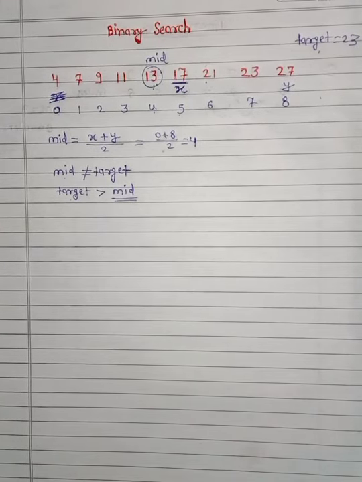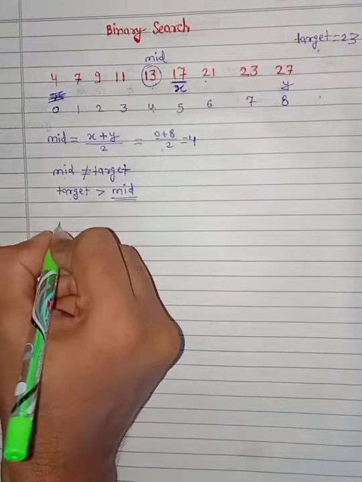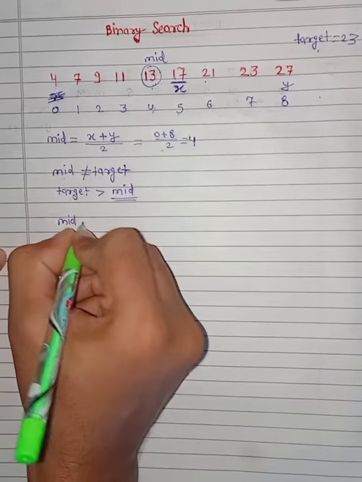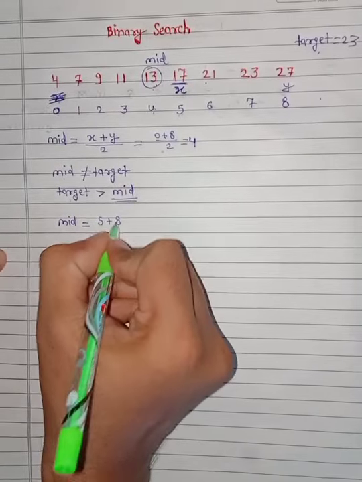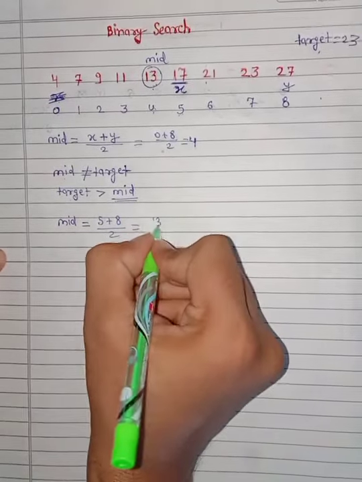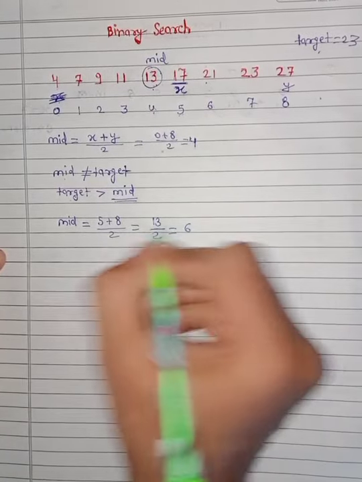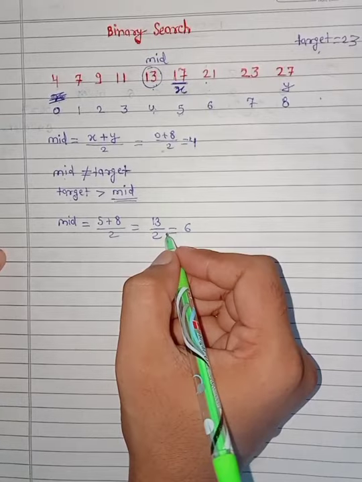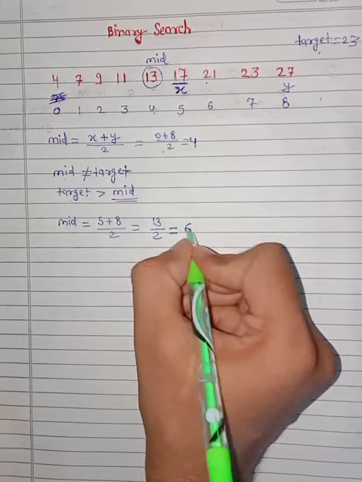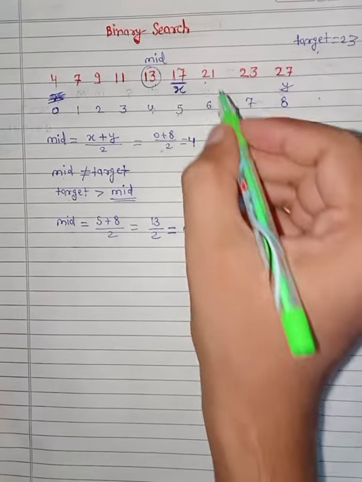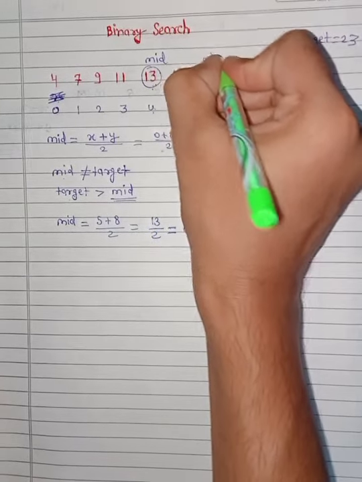Now we'll again calculate the mid value. The mid value will be position 5 plus position 8 divided by 2. So it will give us 6, because we just have to calculate the floor value. Here it gives us 6, and the element at index 6 will now be the mid value.